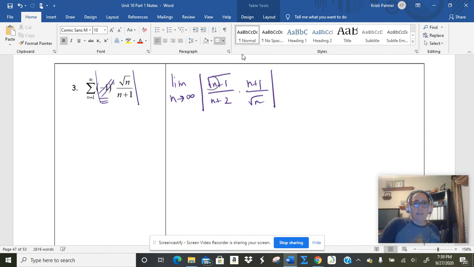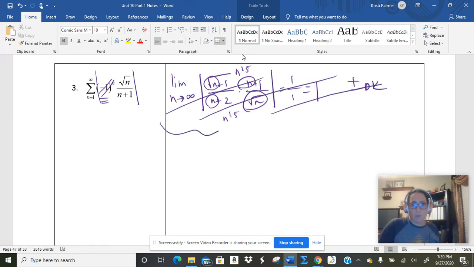And as I see this highest power, it's kind of like n to the 1.5. And down here again, I get n to the 1.5. And they both have coefficients of 1. So this gives me a 1. And that's the inconclusive for the ratio test. So the ratio test did not work here. So try something else. Well, let's go back and look at just the original.